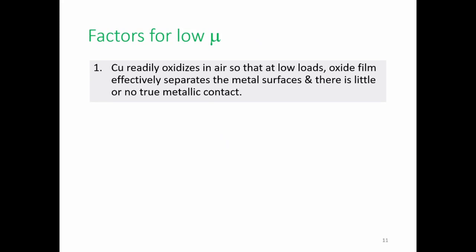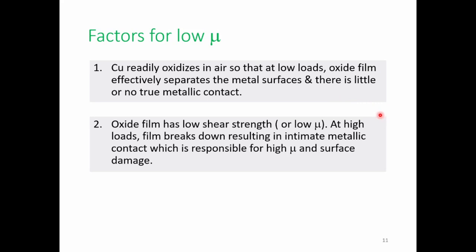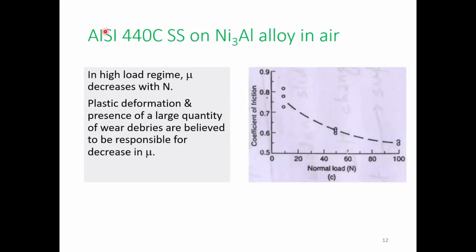The reason for this low friction is that copper readily oxidizes in air, so at low loads, oxide films effectively separate the metal surfaces, and there is little or no metallic contact at all. And the oxide film has low shear strength. At high loads, films break down, resulting in intimate metallic contact, which is responsible for high coefficient of friction and surface damage. And for stainless steel on nickel aluminum alloy in air, the coefficient of friction decreases with normal load due to plastic deformation and presence of a large quantity of wear debris.